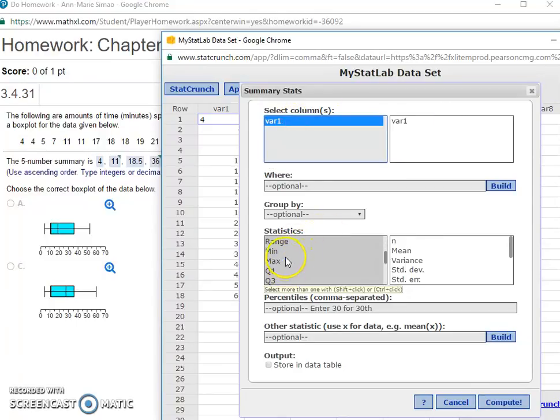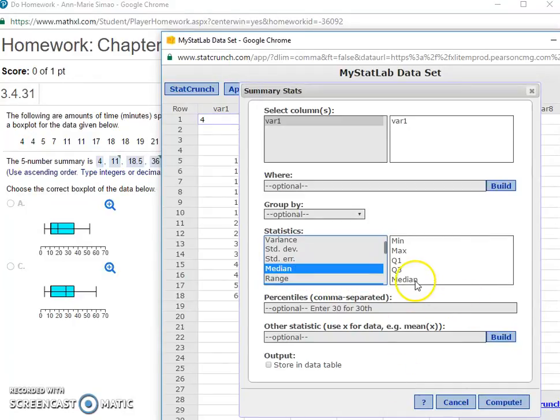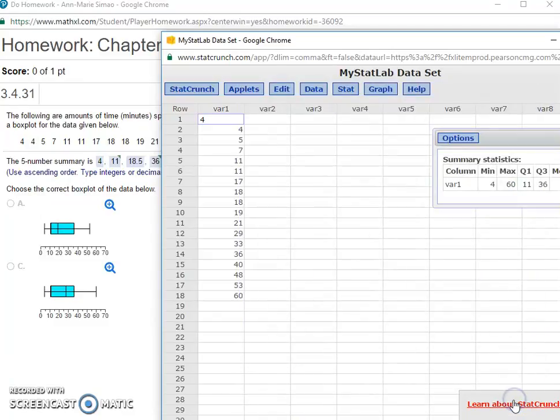Here, I need a minimum, I need a maximum. I'm going to use that control key to get multiple things. And I don't have a Q2. However, what is 50% into our data? Halfway through our data is our median. Just make sure that as you do these, you put them in order.